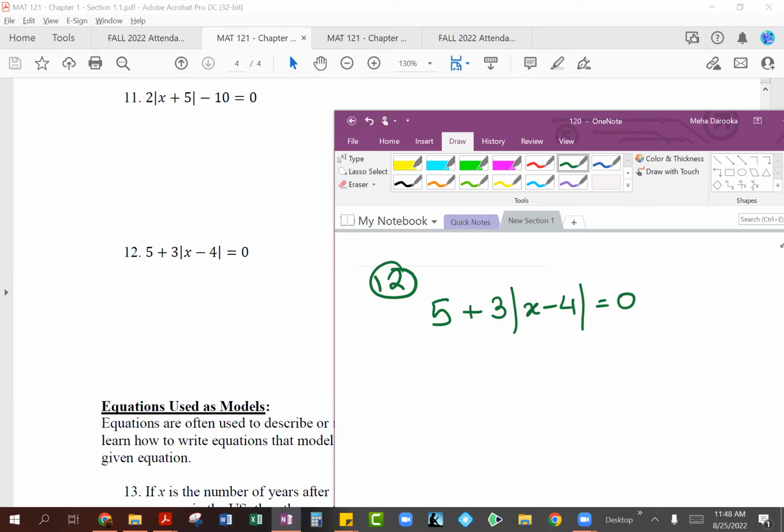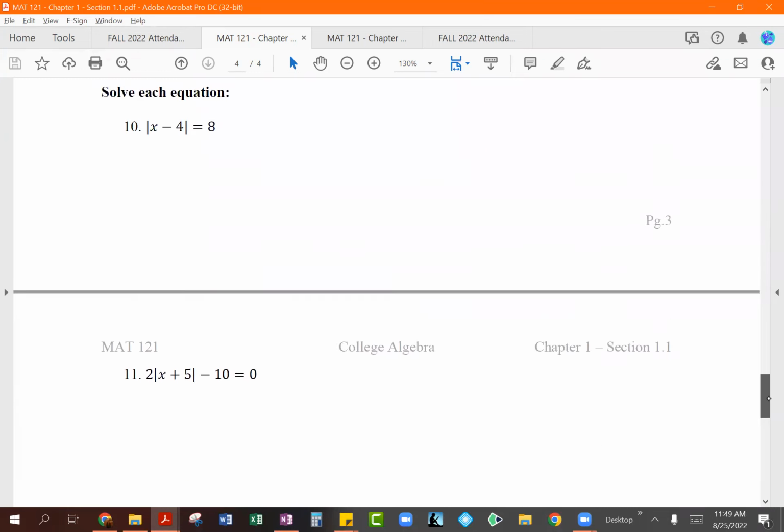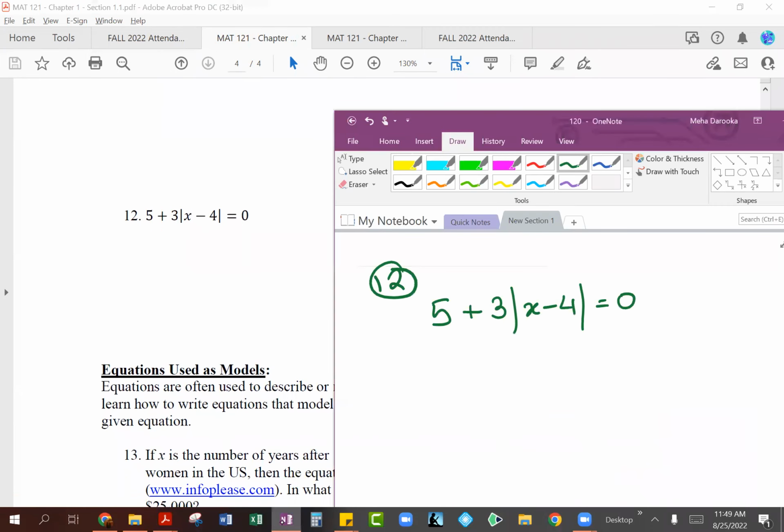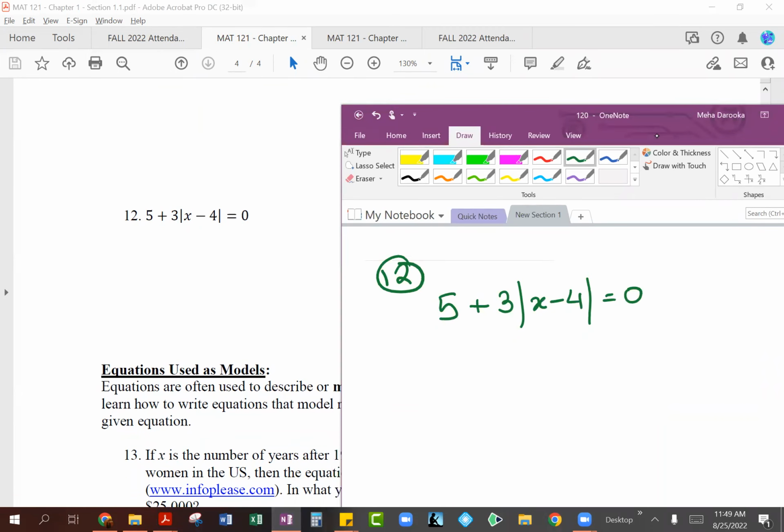So we cannot distribute the 3 inside like we would do with parentheses. You start by getting rid of the 5 because that's an independent term. First, move the 5 to the other side, then get rid of the 3 and get that absolute value symbol by itself. What we're trying to do is achieve what you had in that first example. You want to isolate the absolute value symbol and move everything else to the other side. That's our first step. So let's take a look at how we can do that.